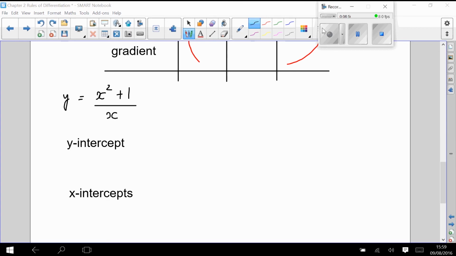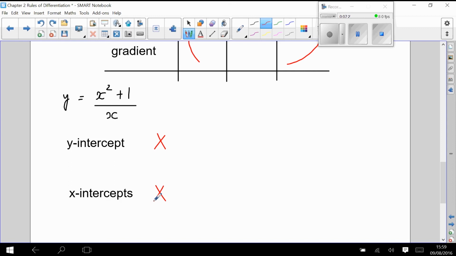Then lastly, I just want to check and see, is there going to be a y-intercept or x-intercepts for this particular function? Well, for a y-intercept, I must make x equal to 0. Well, that is already, we know, going to be an asymptote. So therefore, there is no y-intercept. For an x-intercept, I must make y equal to 0. In other words, I'm going to have 0 equal to x squared plus 1. But when I take that plus 1 across, you find that you're going to get imaginary solutions. In other words, there are no x-intercepts.